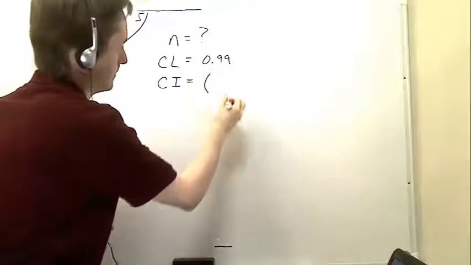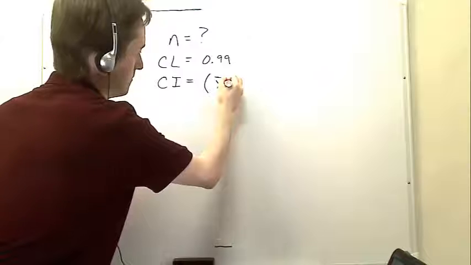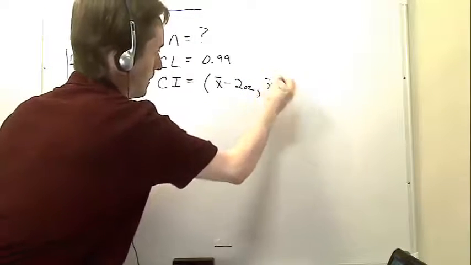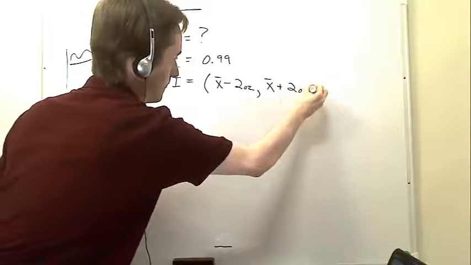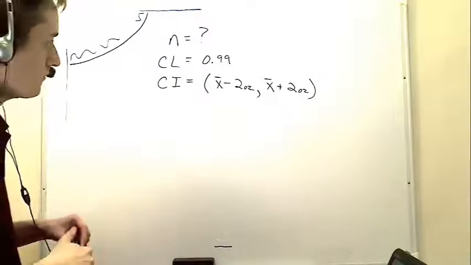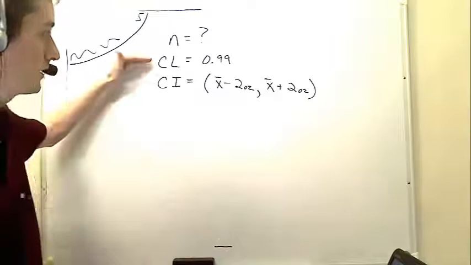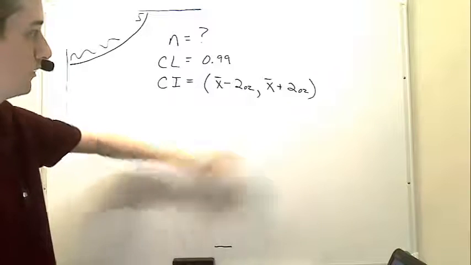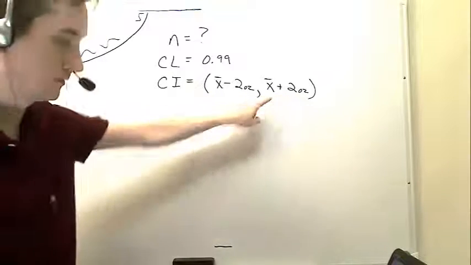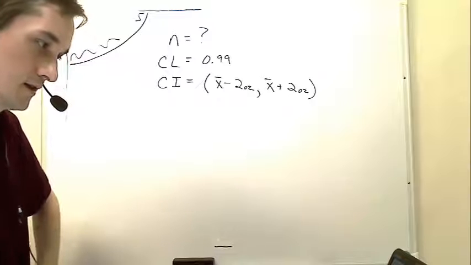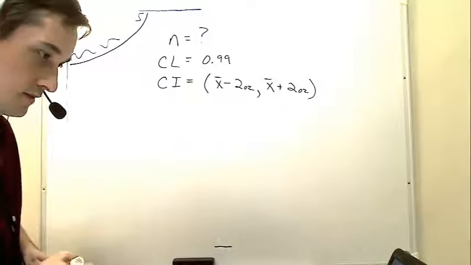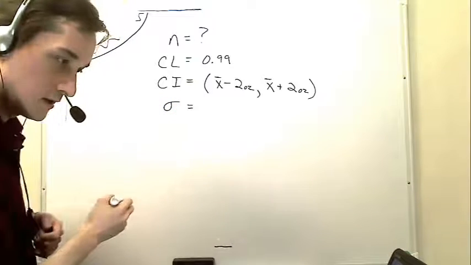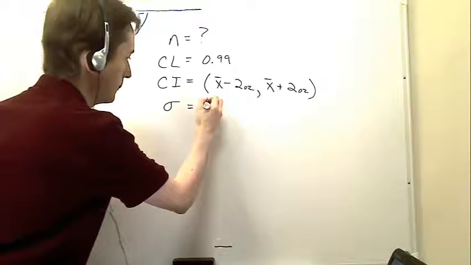So sample mean minus 2 ounces, and our sample mean plus 2 ounces. So we're 99% confident that the true mean of the population is going to be within 2 ounces of our sample mean. And we know that the standard deviation for the population is going to be 7 ounces.